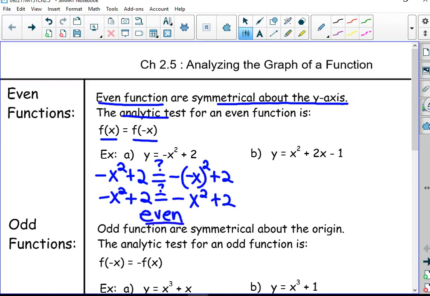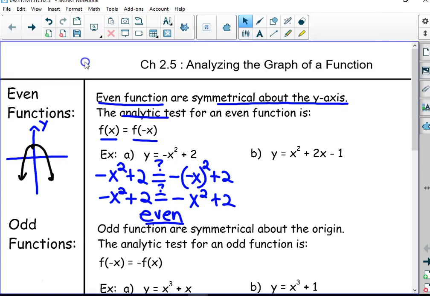Now, if you think about transformations, negative x squared plus 2, I'm just going to sketch this function because I want you to see it. It's a parabola that's opening down with its vertex at 2. So the whole parabola opens down. There's a reflection because of the negative in front of x squared, and we have this, which is symmetrical about the y-axis. Okay, that's symmetrical. So any quadratic that has its vertex on the y-axis is, by definition, an even function.